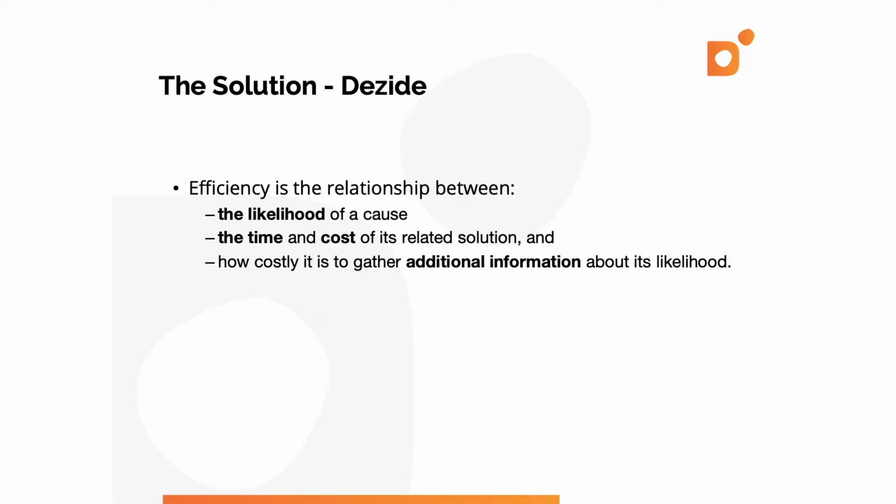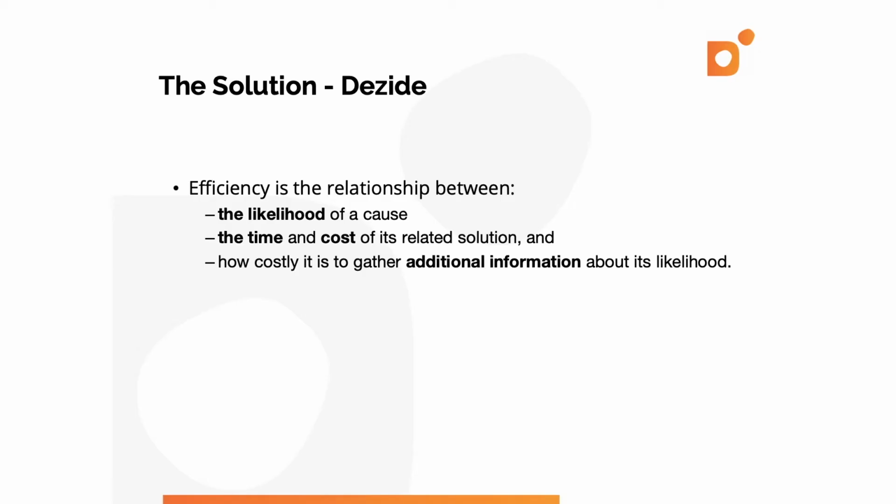So what is the solution? Well, the solution is Dezide. We need to make sure that we not only look at time, not only look at likelihood, not only look at the cost. So we need to make sure that for any given problem, that we factor in the likelihood of a cause, the time and money of its related solution, as well as any cost in gathering additional information about that specific cause. That's efficiency, and that's what we do at Dezide.